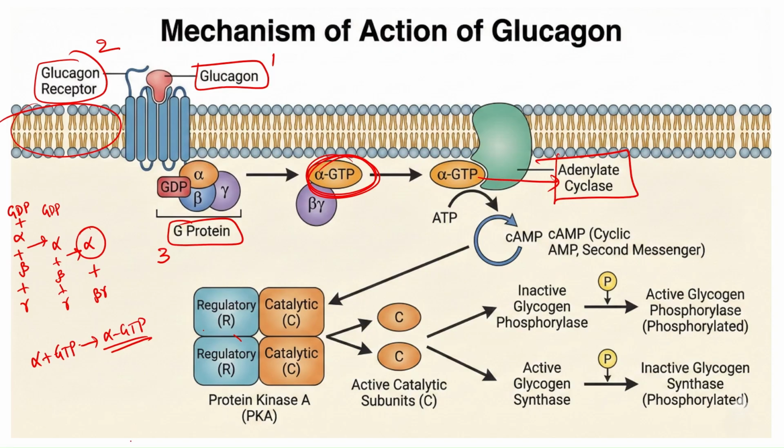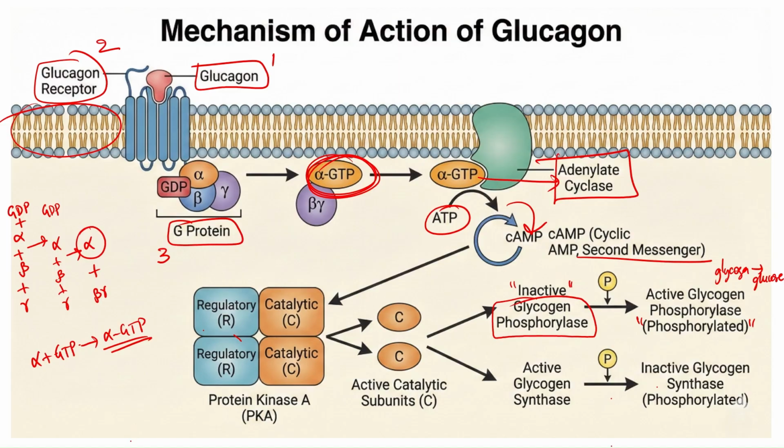This adenylate cyclase will convert ATP into cyclic AMP, which acts as a second messenger. The function of cyclic AMP is that it phosphorylates certain enzymes, like glycogen phosphorylase, which breaks down glycogen into glucose. When it is dephosphorylated, it is inactive. On phosphorylation, it gets activated. Glycogen breaks down into glucose. So this is how glucagon will increase the glucose levels, by glycogenolysis.